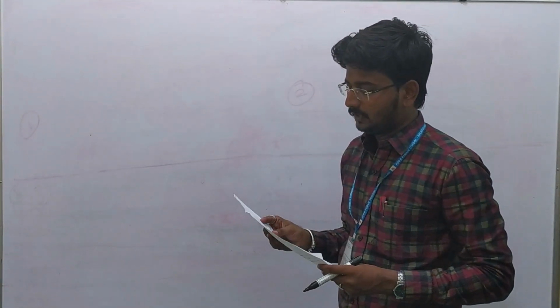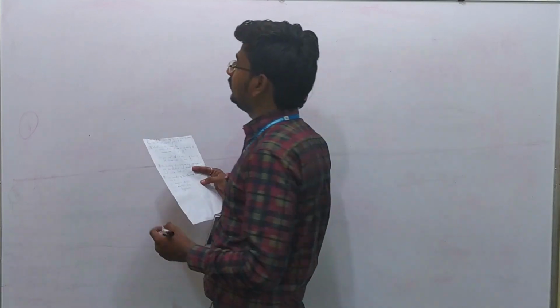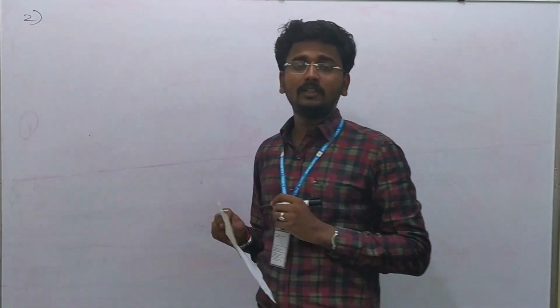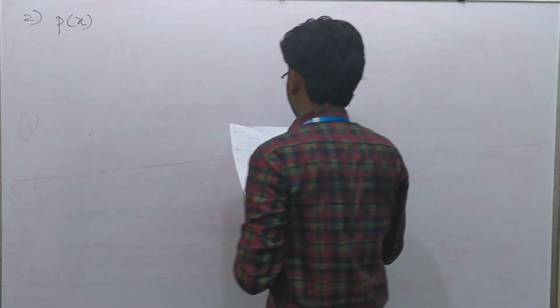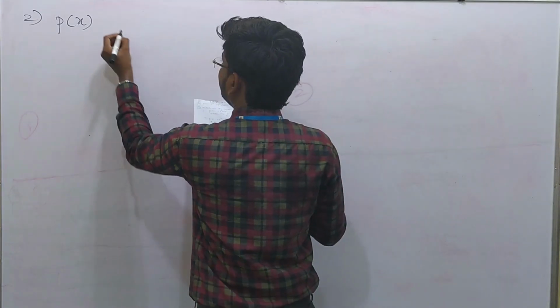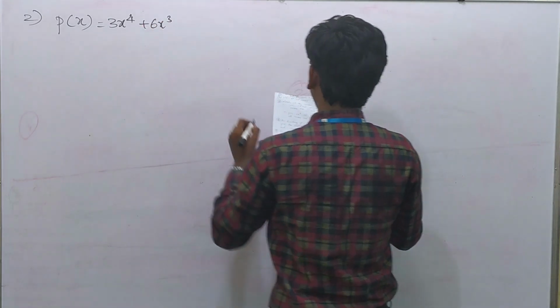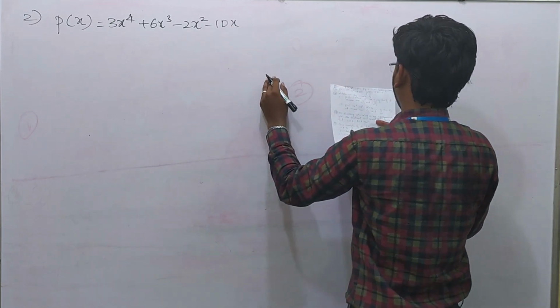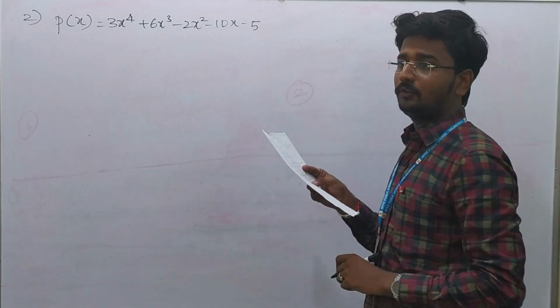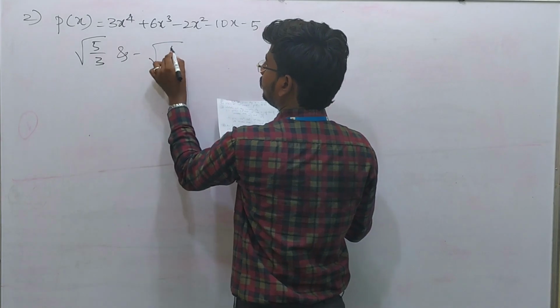Now, coming to the condition where remainder is equal to 0. One more problem, like the question is: obtain all the zeros of the polynomial 3x to the power 4 plus 6x cube minus 2x square minus 10x minus 5, if two of its zeros are root 5 by 3 and minus root 5 by 3.